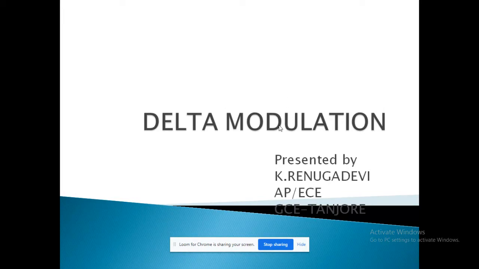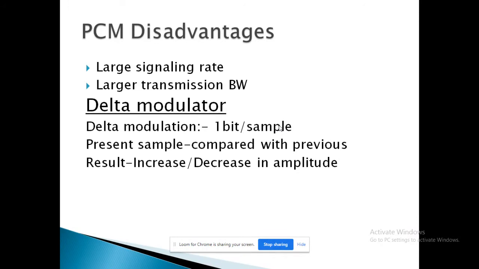Hello learners, in this video we are going to see delta modulation. The disadvantage of the PCM signal is that it requires a large bandwidth, and thus a larger transmission bandwidth. To avoid this we use delta modulation.